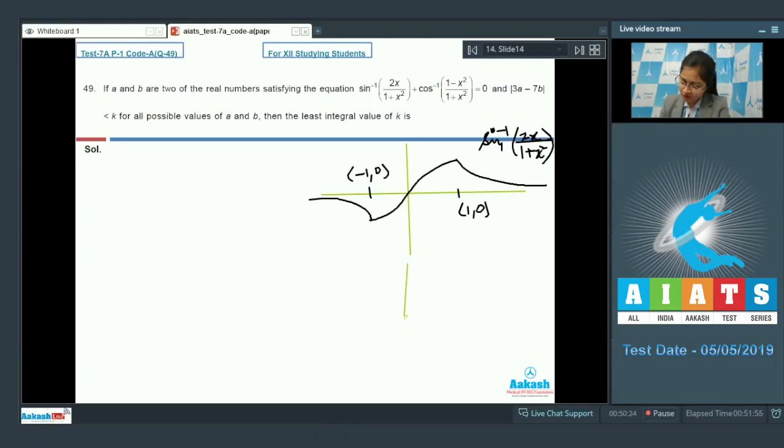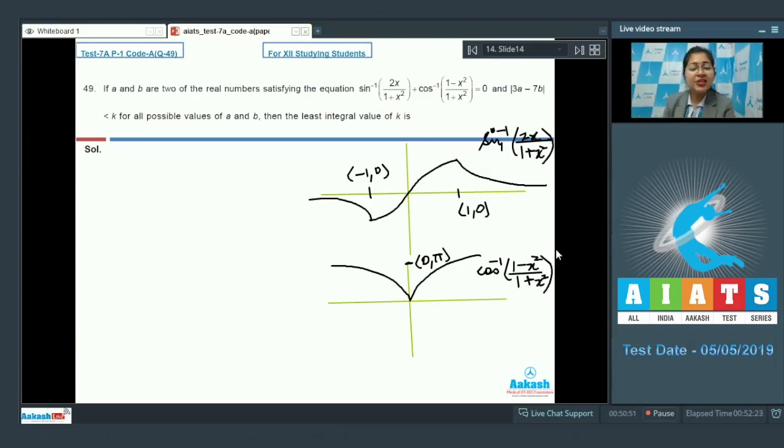Similarly, we can make the graph of cos inverse (1 minus x square) divided by (1 plus x square). That will be like this, where this point is (0, pi). So this is the graph of cos inverse (1 minus x square) divided by (1 plus x square). Now it has been given that the addition of these two is equal to 0, which clearly means that x belongs from minus 1 to 0.